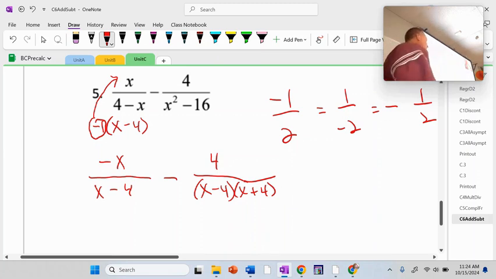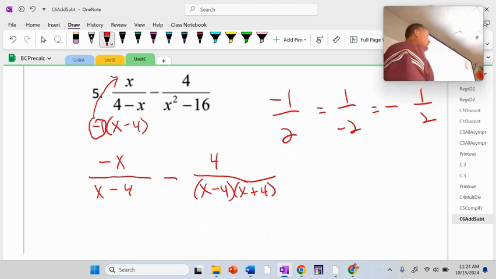finding out secrets. What's the LCD now? You see why I turned the 4 minus x into an x minus 4? The LCD is, class?